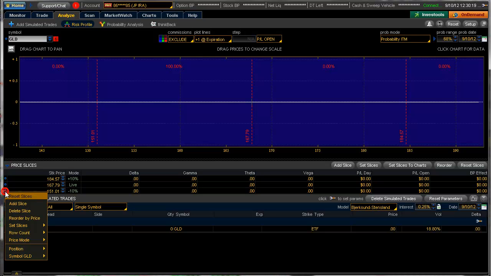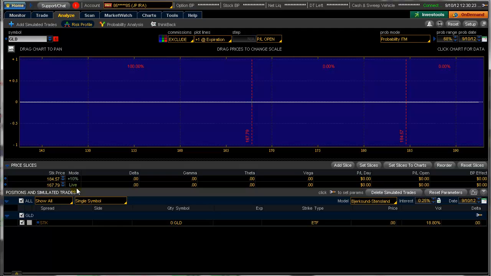So I'm going to get rid of this price slice because I only want two, so I'm going to delete it. And I want to change this one. I'm going to lock it, and I'm going to change the price to the close, which is 164.13. Now we have two price slices up here. This is the close, Friday the 31st, I think it was, and this is what it is currently.